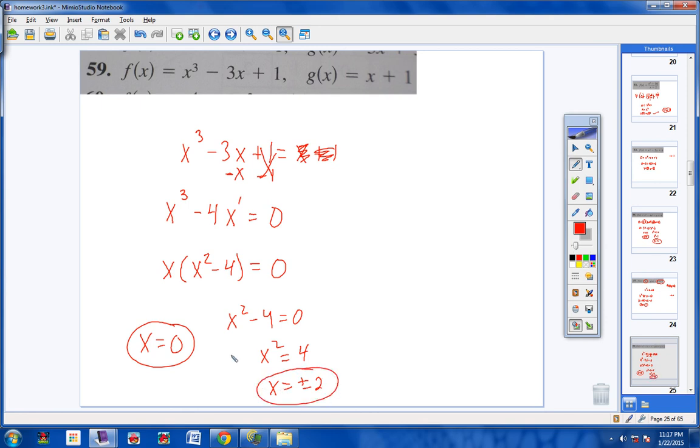There you go. So if I said to you what values make f of x equal g of x, you would say 0, positive 2, negative 2. If you were to graph these two functions, they would intersect at 0, positive 2, negative 2. Pretty cool, okay?